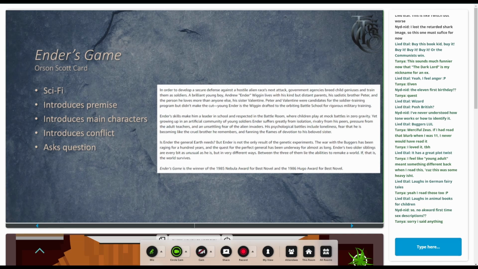But yes, we should not be describing awkward first-time sexual intimacy in any kind of graphic detail in a young adult novel. Absolutely not.